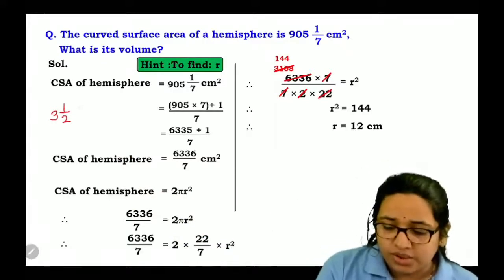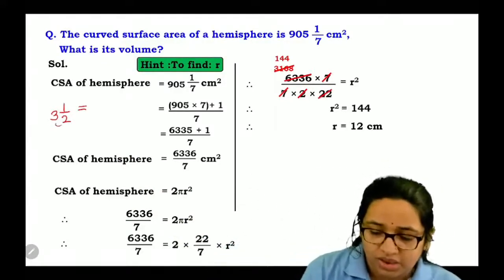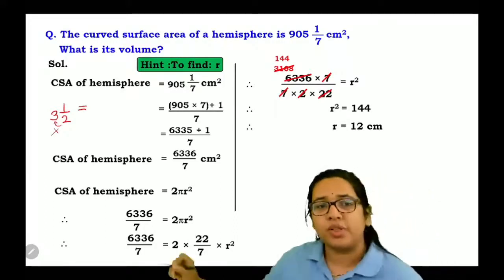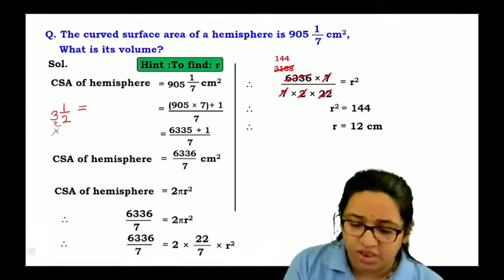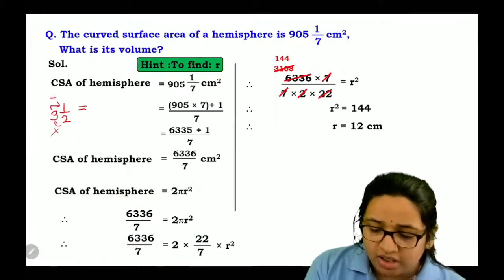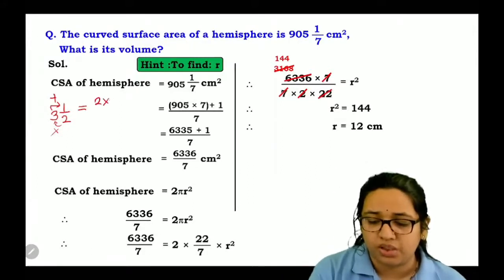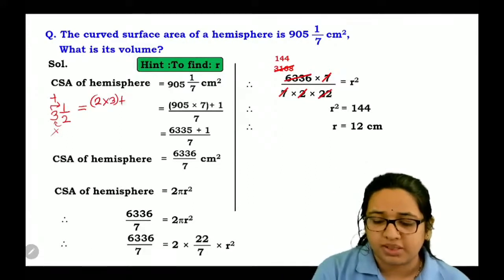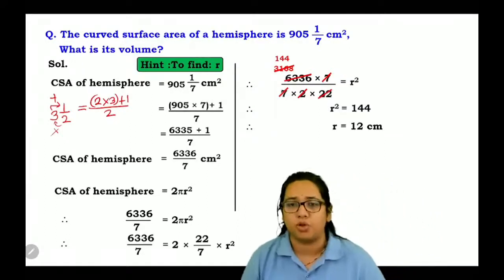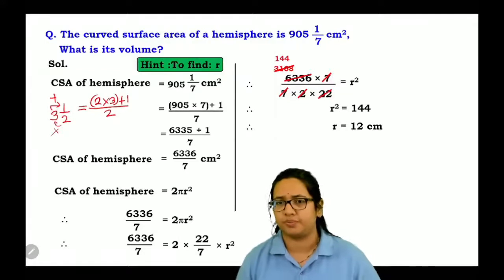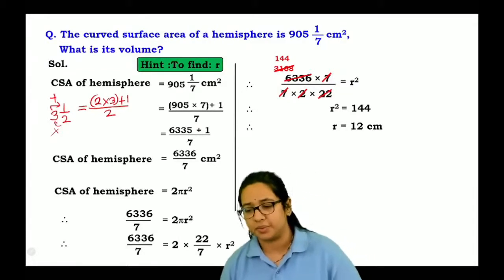We can do here 3 completed and 1 half. So we can do it like this. First of all, we just multiply 3 by 2 and whatever will be the answer, after that we'll add 1 into it. That is, we are doing 2 into 3 plus 1 upon 2, which is nothing but 7 upon 2. Are you getting this one now? Yes?